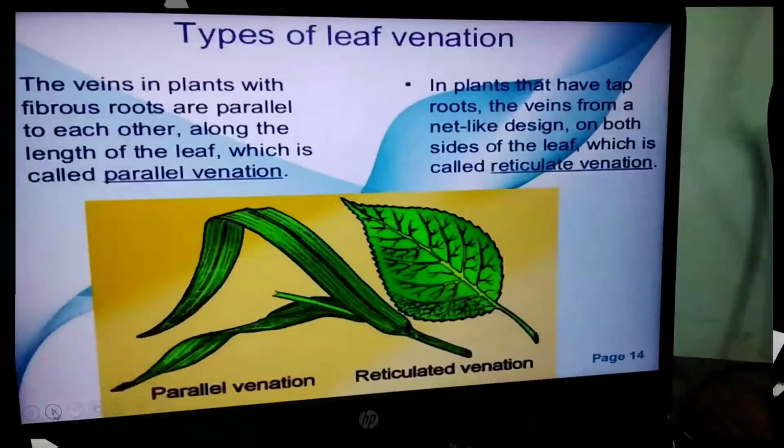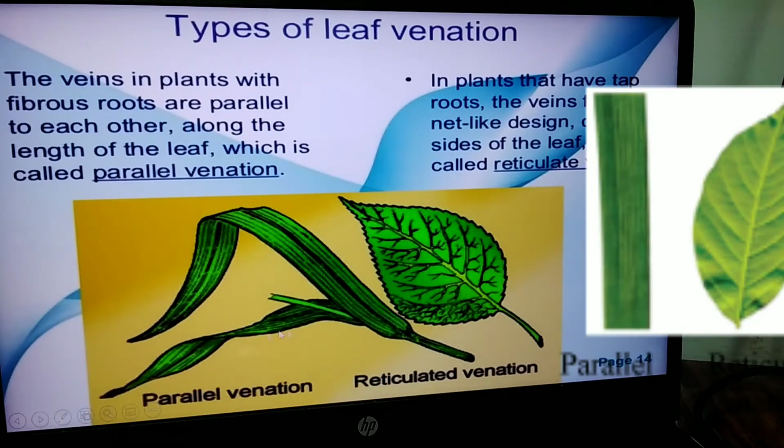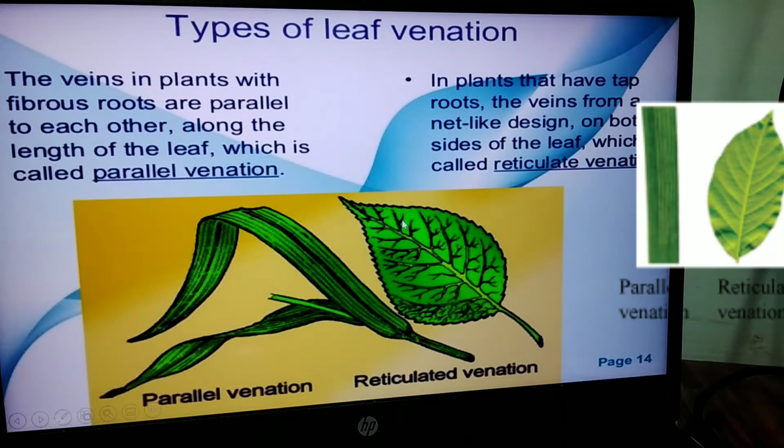Once again, the arrangement of veins on the leaf lamina or the leaf blade is called venation. So there are two types of leaf venation: parallel venation and reticulate venation. The veins in plants with fibrous roots are parallel to each other along the length of the leaf blade, which is called parallel venation. Whereas in plants that have a taproot system, the veins form a net-like design on both sides of the leaf, which is called reticulate venation.